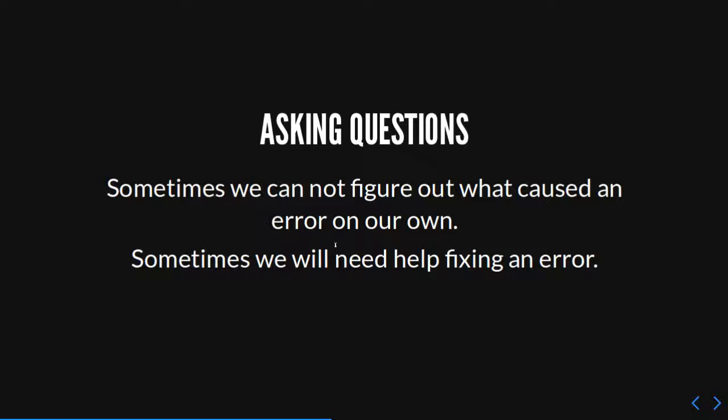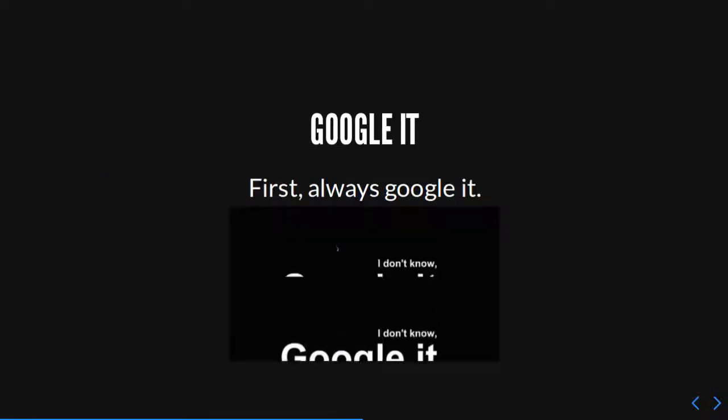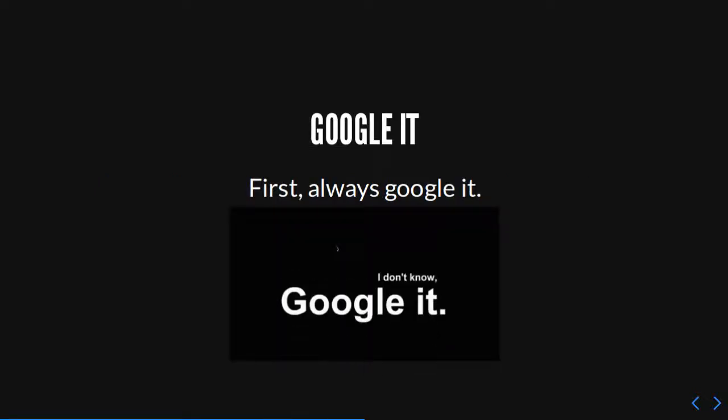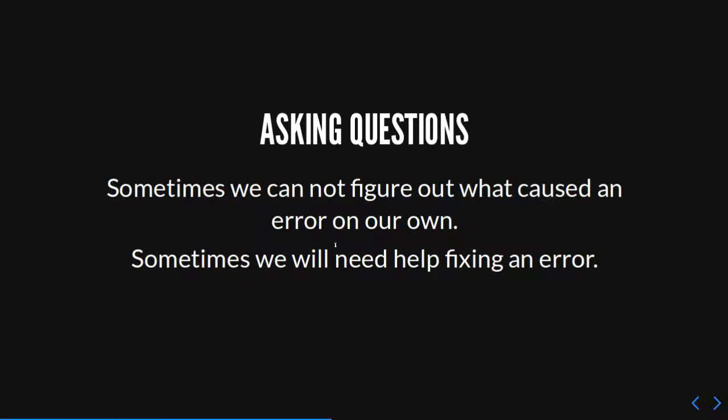So I'm gonna jump ahead. So wait, here we go. Answering questions. Sometimes our last example was an easy one. It gave us a good error message, and we could look and see it was pretty easy. Syntax errors are nice because a lot of times you can see it just visually. A lot of times it has to do with pairings, right? Maybe you're missing a parenthesis or a bracket, and that you can just see. But sometimes we can't figure out what caused the error on our own, and we need help fixing an error.